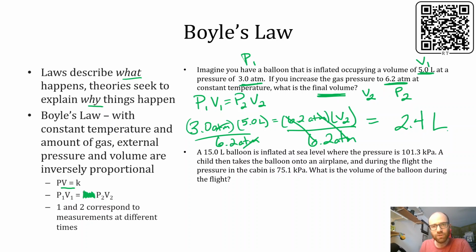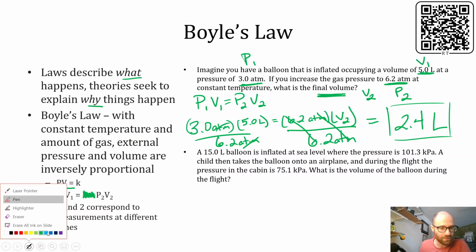There is a conceptual checkpoint here. Does the answer make sense? Well, what happened to the pressures? Pressure went from 3 to 6.2. Pressure went up. As pressure goes up, volume goes down. Is my answer less than 5? Well, yes, it is. So that's good. That's a sign that we got the right answer. That's a way you can be sure of your work. If you want to do this second one on your own, go ahead and hit that pause button. Otherwise, I'm just going to start doing the work again.